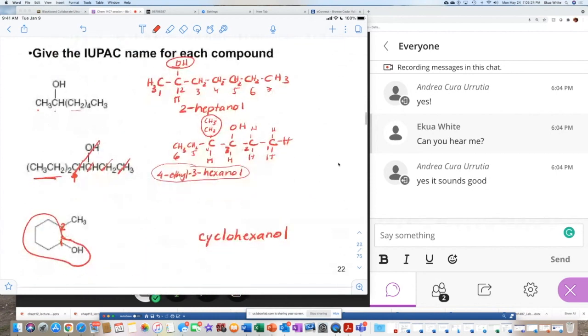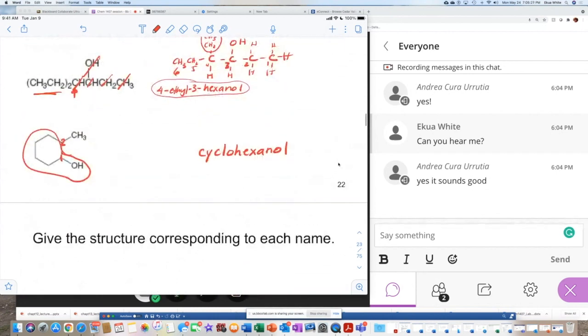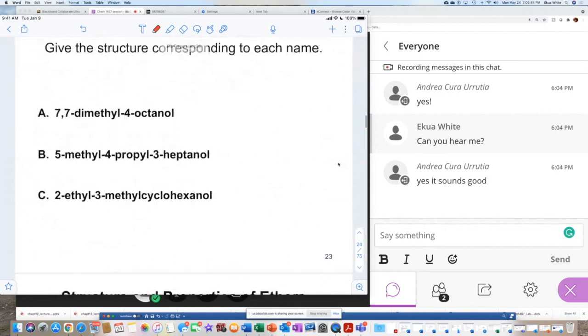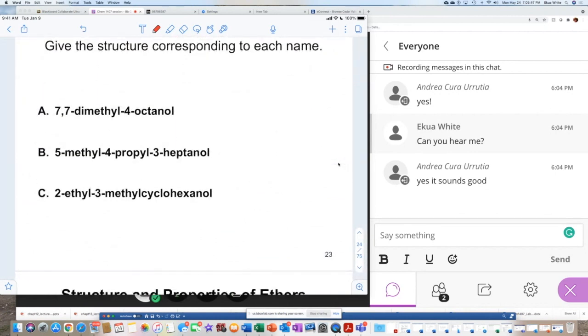So come over here and I write, where is that? So this would be 2-methyl, right? On the second carbon. So 2-methyl cyclohexanol. That would be the name of this structure right here on the left. Okay. Now for this one here, let me see.